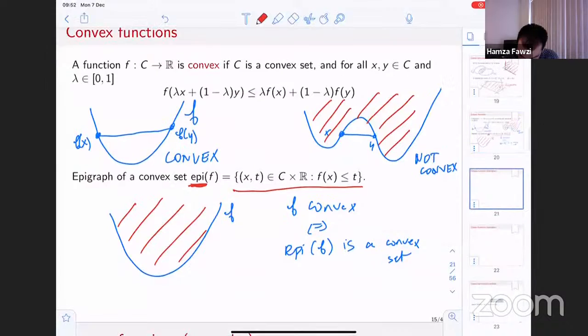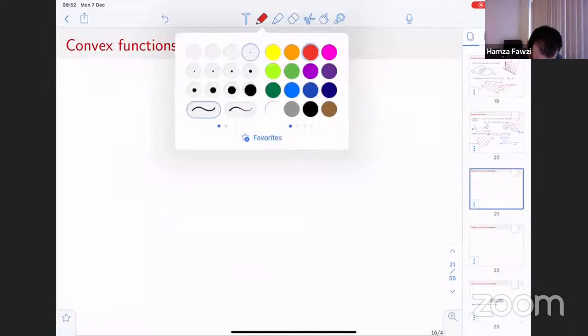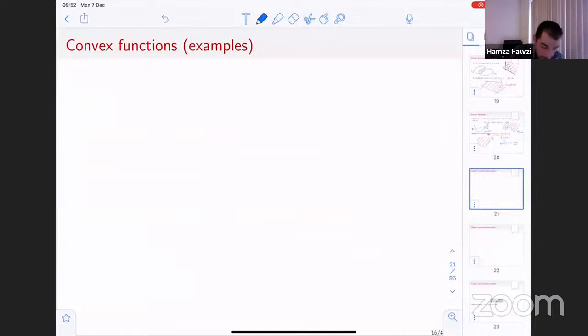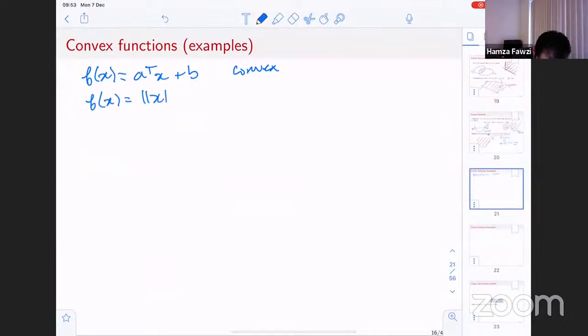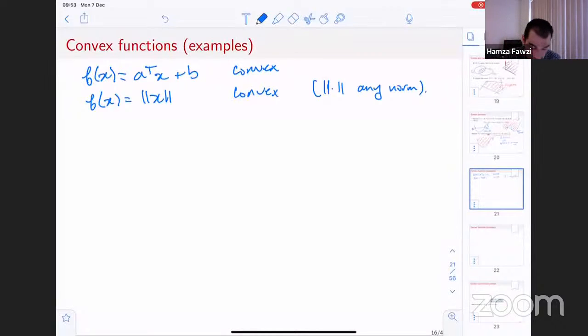So what are some examples of convex functions? Obviously, a linear function is a convex function. So f of x is equal to a transpose x plus b. That's a convex function, and this is very easy to check. f of x equal to the norm of x is also convex, and here the norm can be any norm. Again, the convexity follows from the triangle inequality of the norm.